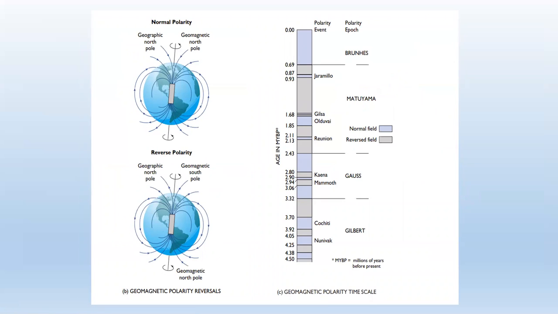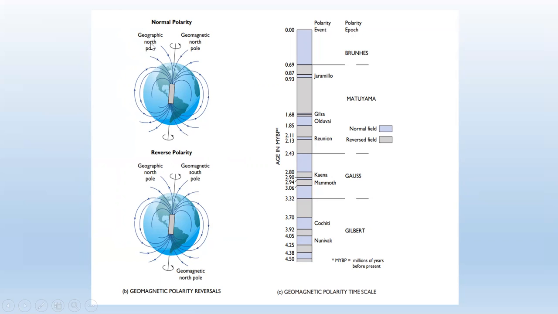Now in the next slide, we will show you some important magnetic polarity time scales. These magnetic polarity time scales are very important, not only for exams like CSIR NET, but also for oceanographic research. You can see that Gilbert, Gauss, Matsuyama, Brunhes, these are the polarity epochs. And here with respect to time, you can see how they are representing the normal and reverse magnetic field of the Earth, normal polarity stripes and reverse polarity stripes.